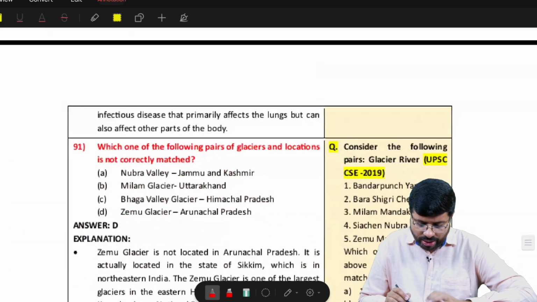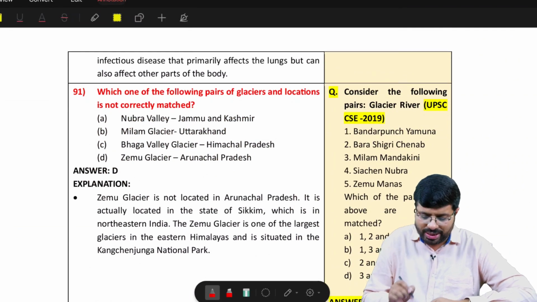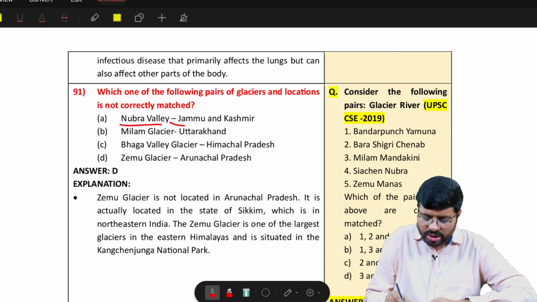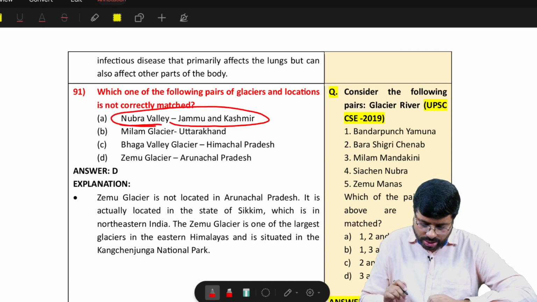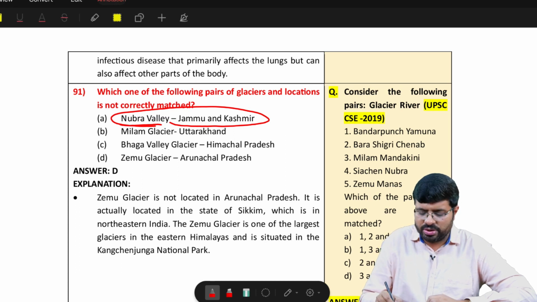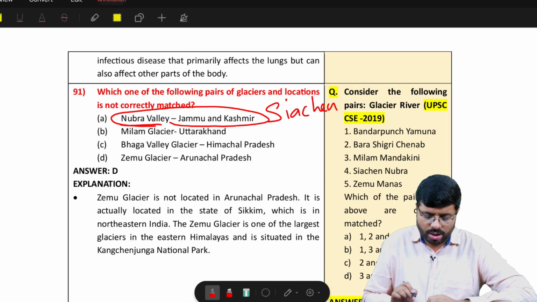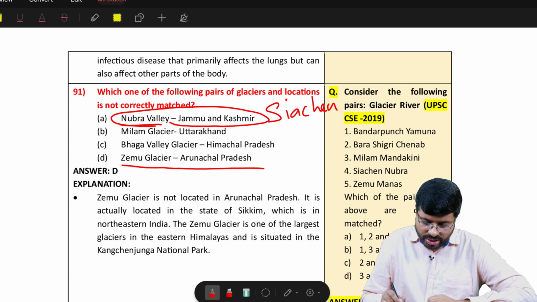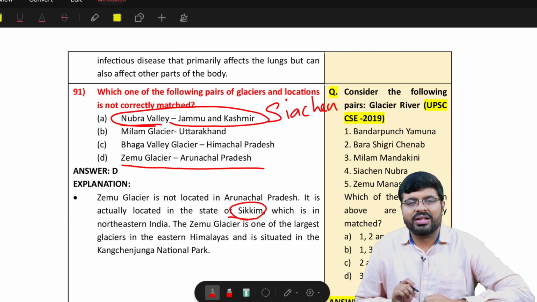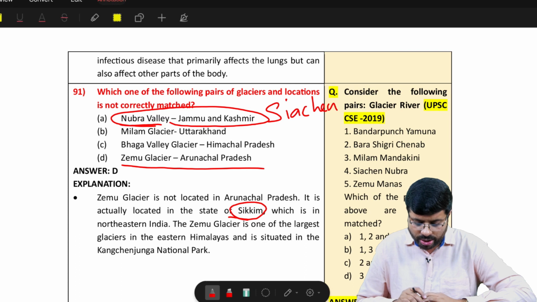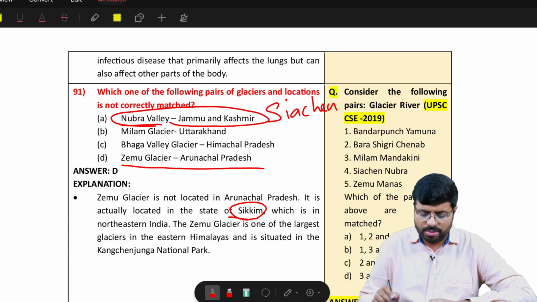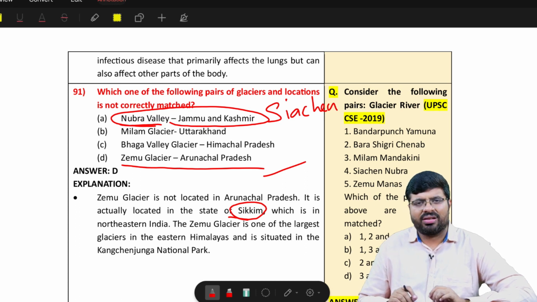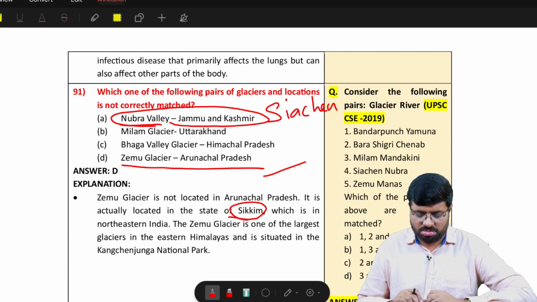Then question number 91. Now, glaciers not correctly matched. Difficult question for some of you. Nubra Valley, Jammu and Kashmir. Yes, it is there with respect to Nubra Valley. It is associated with Siachen. Then Jammu Glacier, Arunachal Pradesh is the wrong one. This is part of the Sikkim Jammu Glacier. So this is a bit tough, difficult question. Sometimes map-based questions go beyond your capabilities. Very difficult. Unless you know about the specific part, you cannot answer.